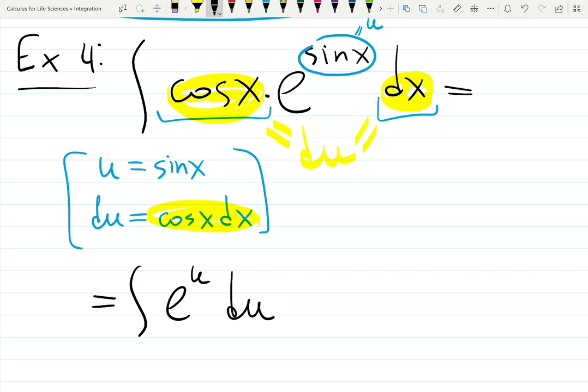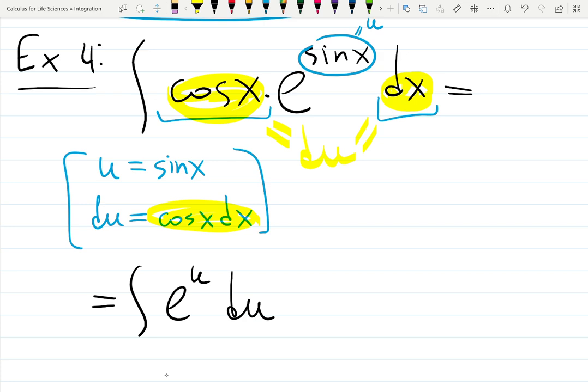Yes? Would it be negative cosine? Because when you differentiate cosine, it's negative sine. Derivative of cosine is minus sine, but u was differentiated, and u was sine. So you find the derivative of your u. But you're right, if we choose this to be u, the derivative will be minus sine. So it depends on your choice. Good question, yeah.